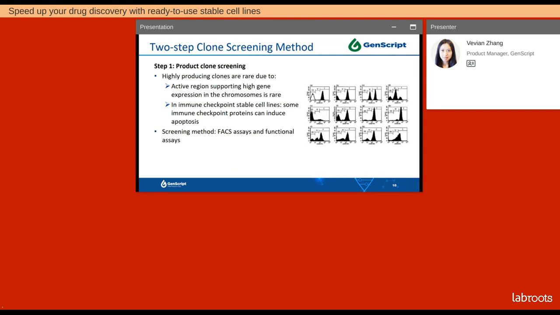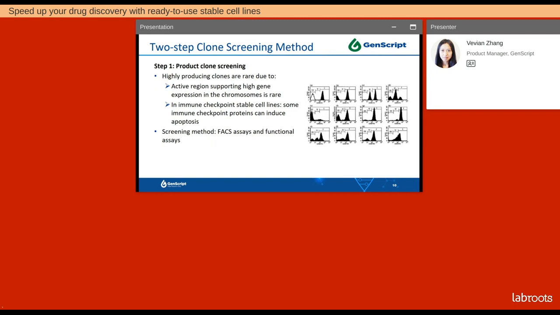And then, all the single clones are further screened to choose the product clone based on performance. Highly producing clones are actually rare because active regions supporting high gene expression in the chromosome are rare. Also, in the case of immune checkpoint stable cell lines, some immune checkpoint proteins can actually induce apoptosis. Therefore, it is very necessary to screen for the clone with the best performance as a product clone.